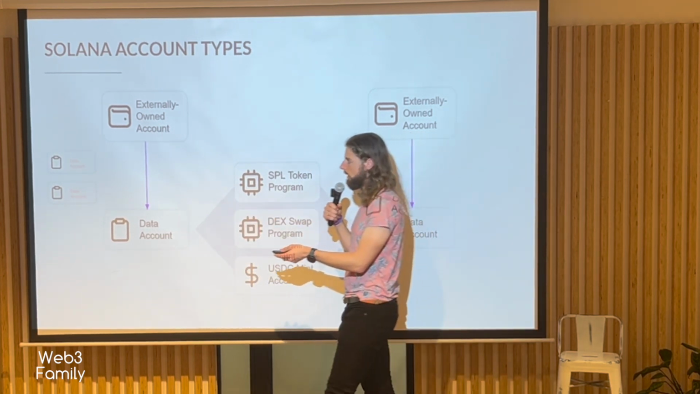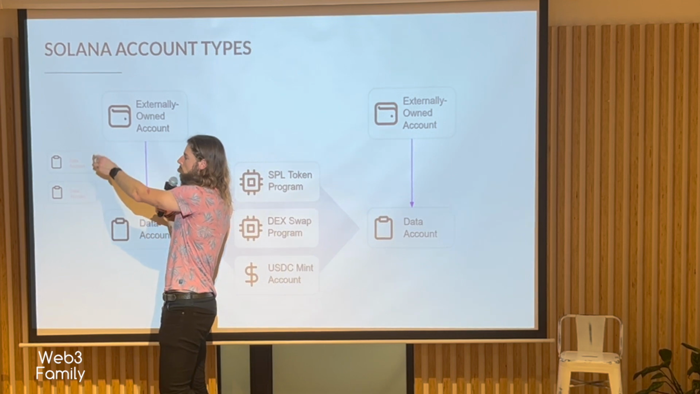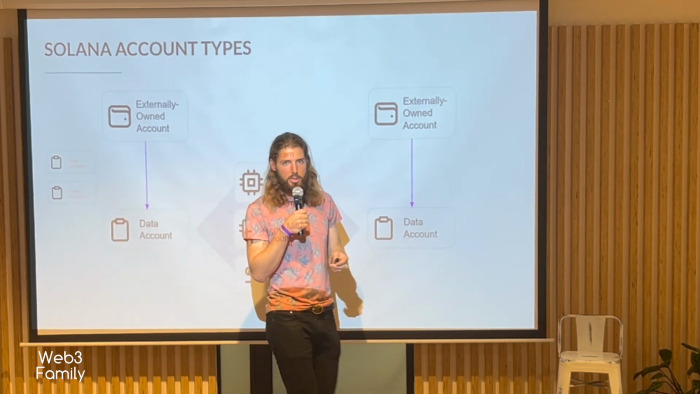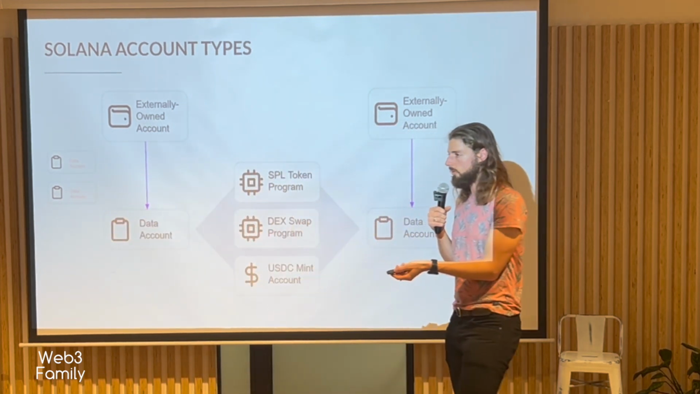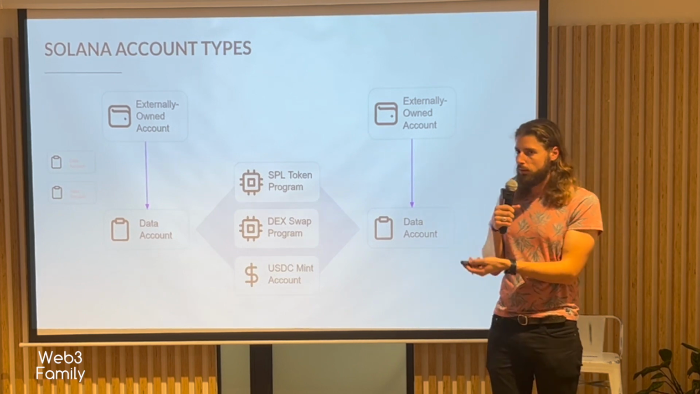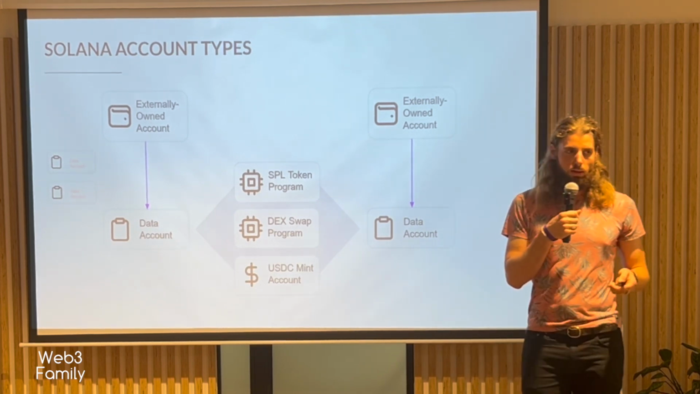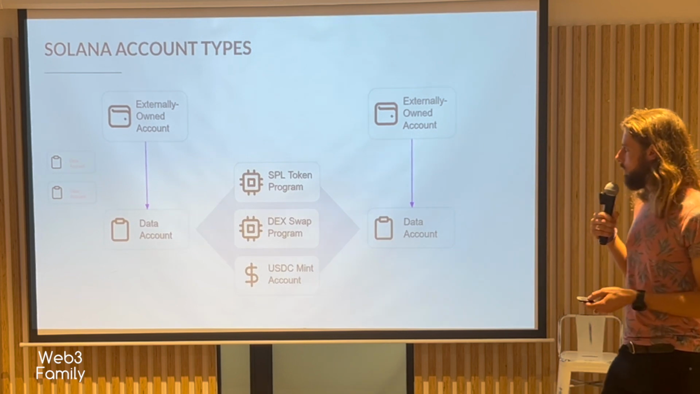But what this means is that for every single token, you need its own separate data account, which means if you interact with 50 different tokens, you've got 50 different data accounts, so it gets pretty complicated after a while.